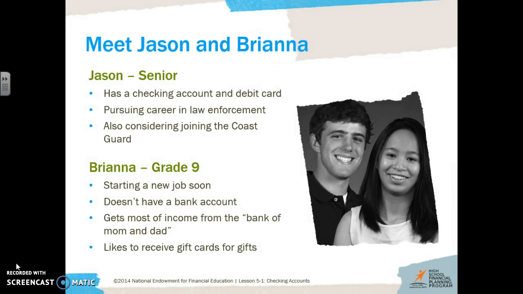As we keep going, we've already talked about two different students, Jason and Brianna. They're in different grades and they have different life circumstances. Jason is a senior. He has a checking account and a debit card. He wants to go into law enforcement or join the Coast Guard. Brianna is a freshman, so she's going to start a new job soon. She doesn't even have a bank account, and most of her income comes from her parents. But she does like to receive gift cards for gifts because she knows how to spend that plastic money.